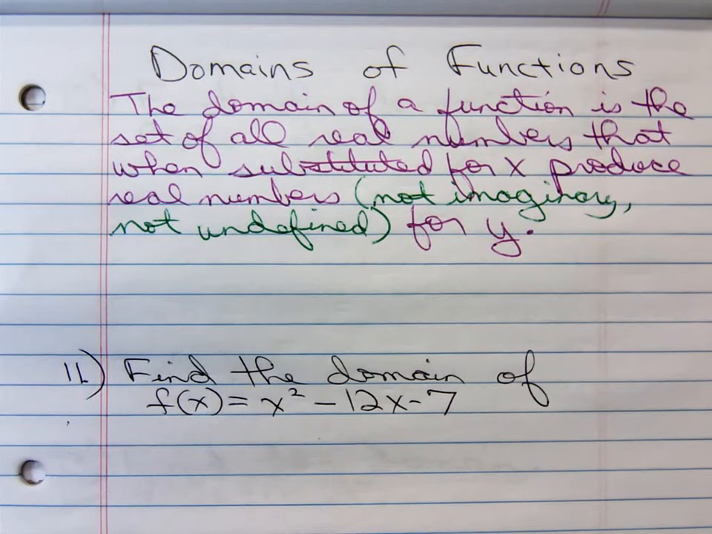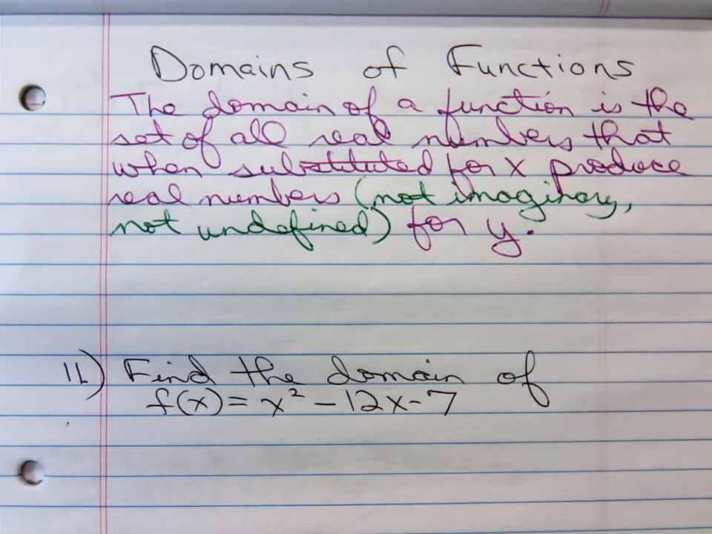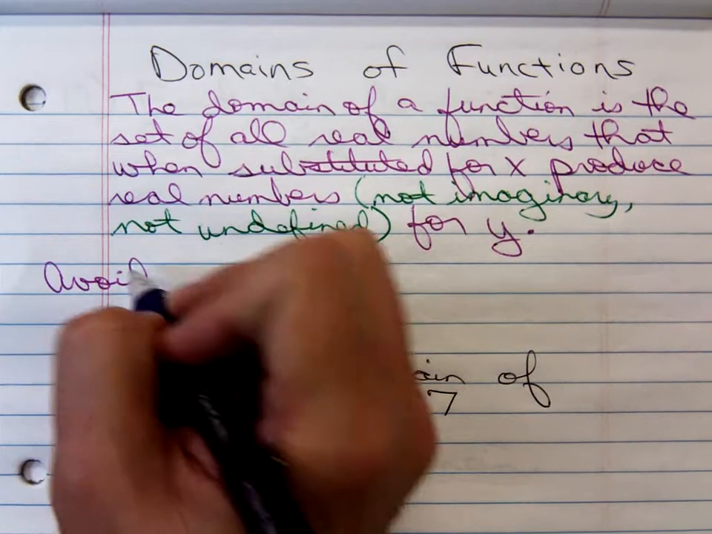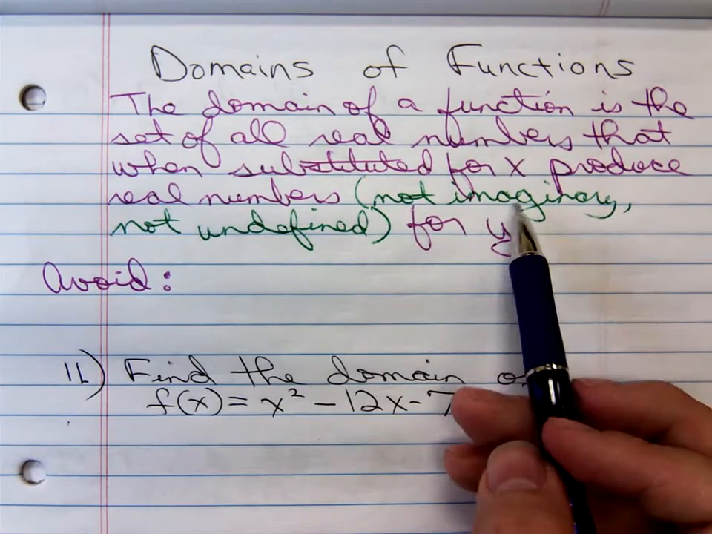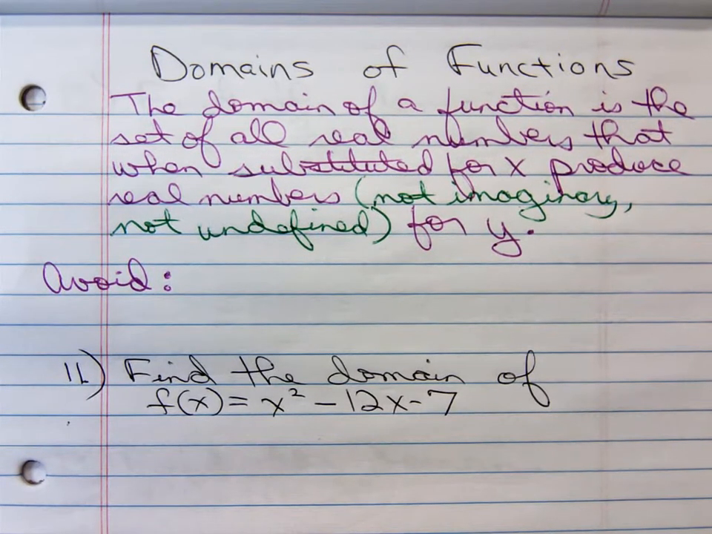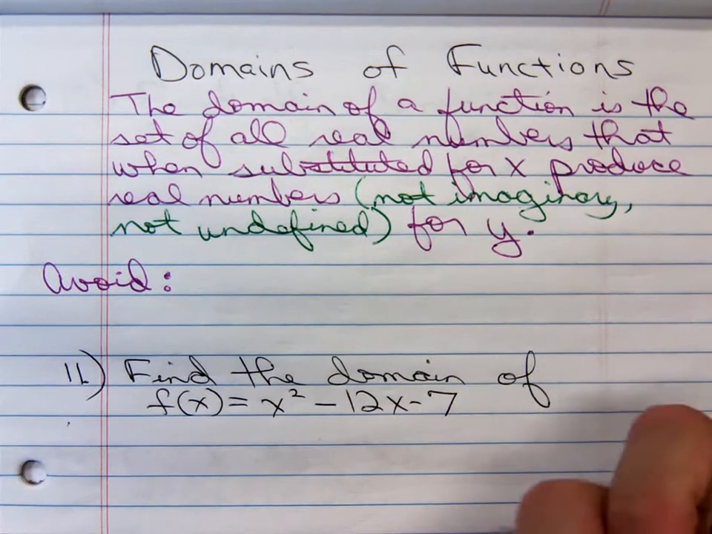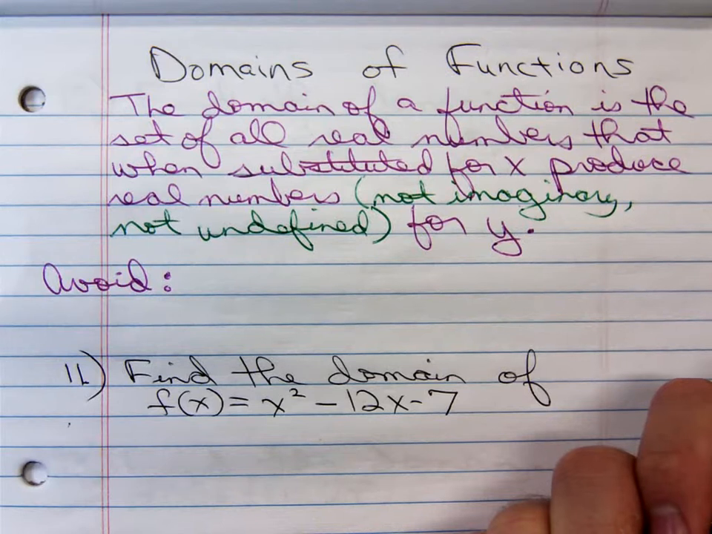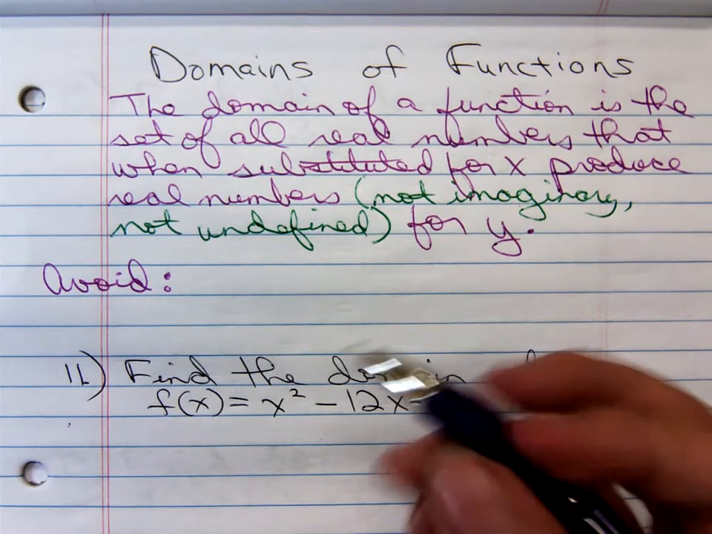So whenever you're plugging a number in for x, you need to get a real number back for y. You don't want an imaginary number. So what are the things we want to avoid? How do you produce an imaginary number? Negative, you're right. There has to be a negative, but where does that negative occur? Under a square root, so you want to avoid the square root of negative numbers.